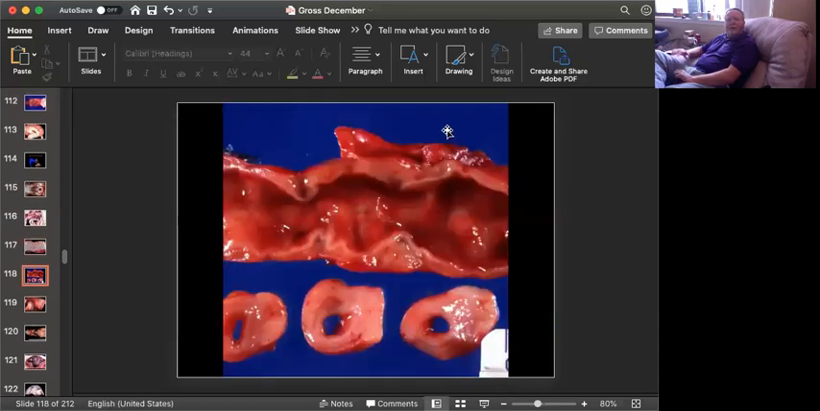Slide number 4 is tissue from a dog. Can you give me a morphologic diagnosis and 2 possible causes? Okay, time's up on this one.